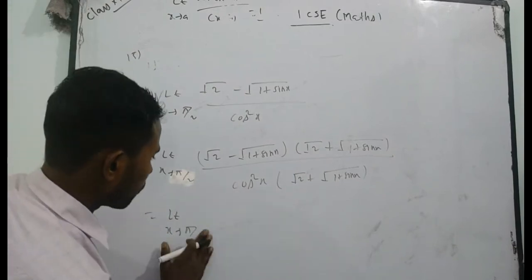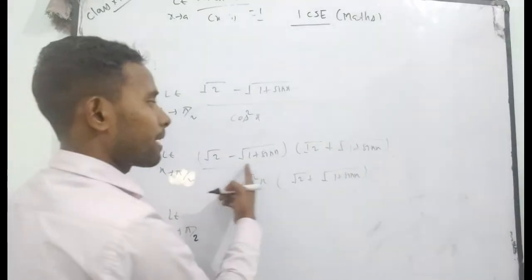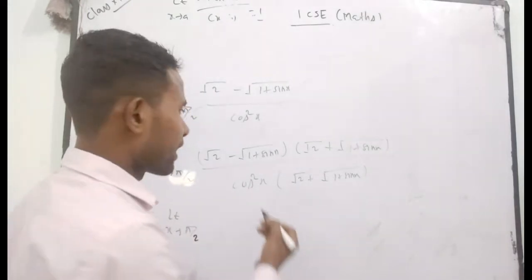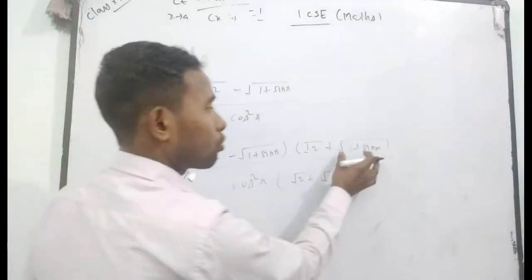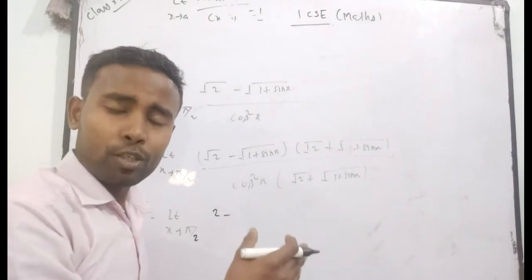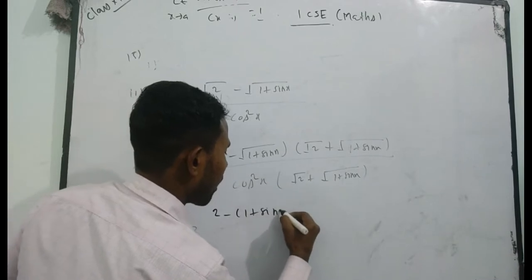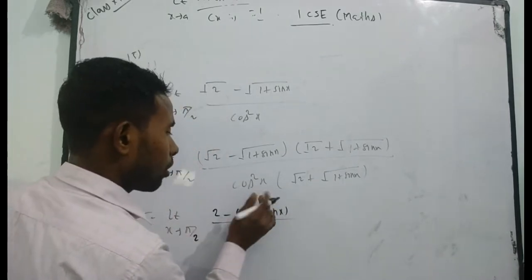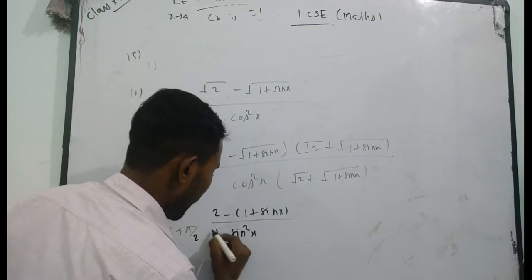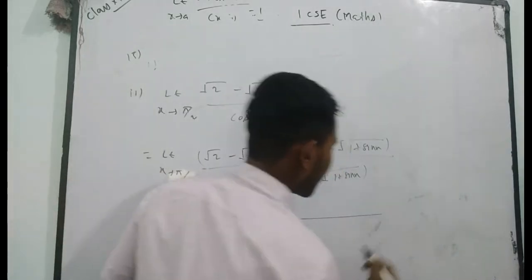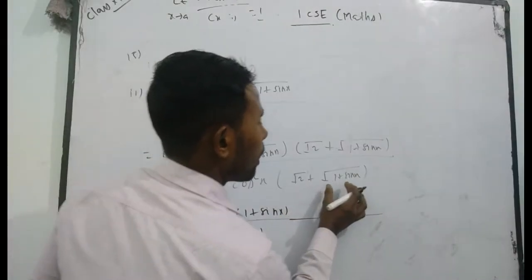Now after multiplying by root 2 plus root 1 plus sin x in the denominator and numerator, you get limit x tends to pi by 2. In the numerator, you get the form a plus b into a minus b. So after multiplying, you get a square, that means root 2 whole square, that will be 2, minus b square, that means root under 1 plus sin x whole square, that gives you 1 plus sin x. So you can write it 1 plus sin x under bracket, and can you write cos square x as 1 minus sin square x? Why do we write this? After some steps you will understand. Here you get root 2 plus root 1 plus sin x.